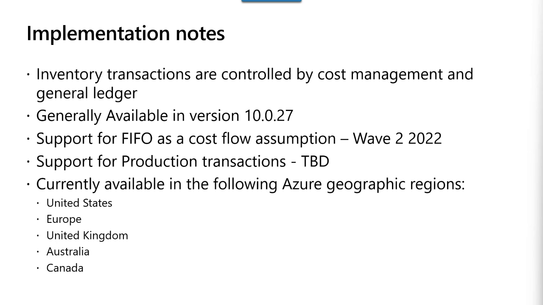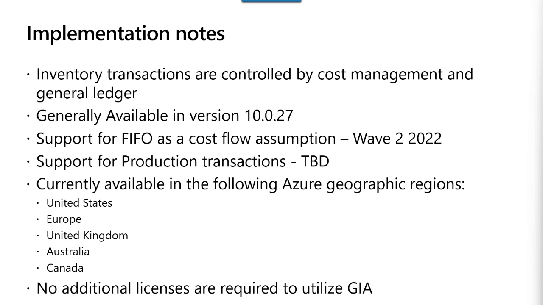A quick reminder, because this is an LCS add-in, to enable this feature set of functionality, you need to have a tier 2 or higher environment to be able to install the add-in. For partners, what this means is you'll need to make sure you're using a tier 2 environment. There's special licensing out there for partners, but you can't do this in a sandbox environment. You have to have tier 2 plus, as I mentioned. And finally, no additional licenses are required in F&O to use GIA, or global inventory accounting.